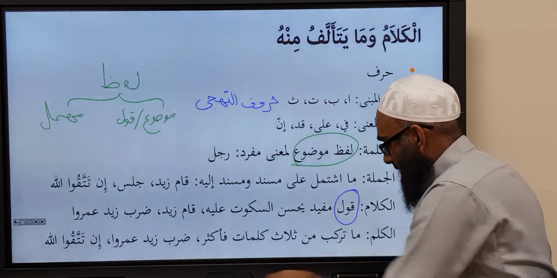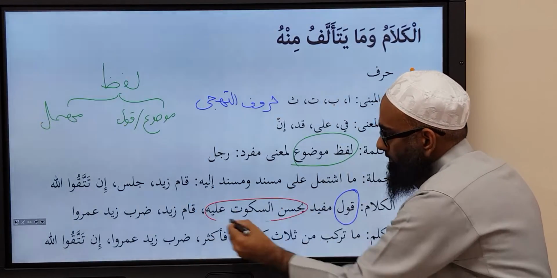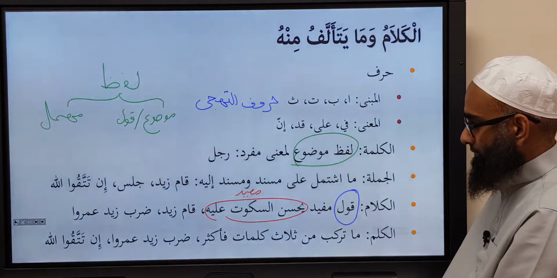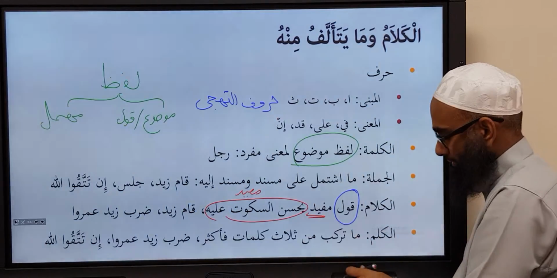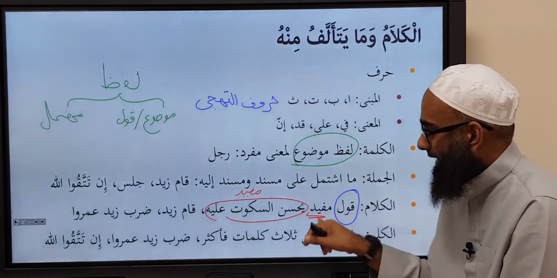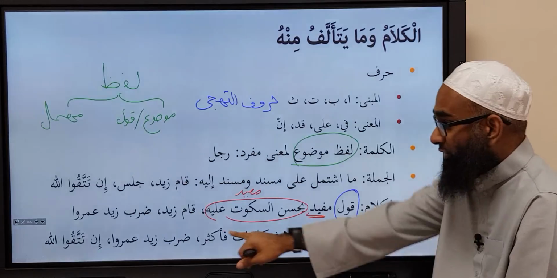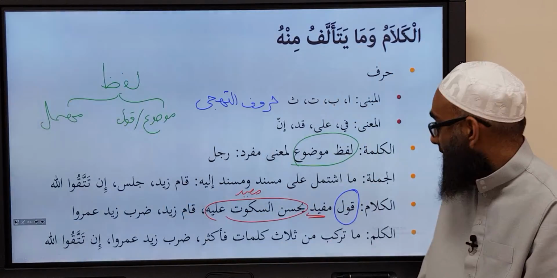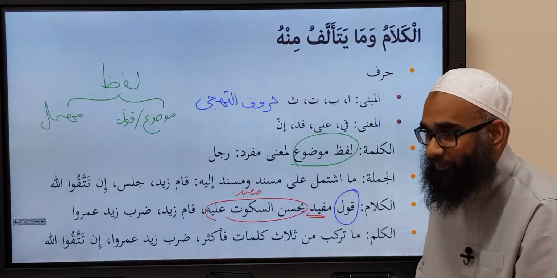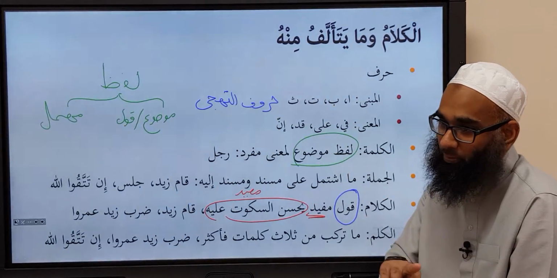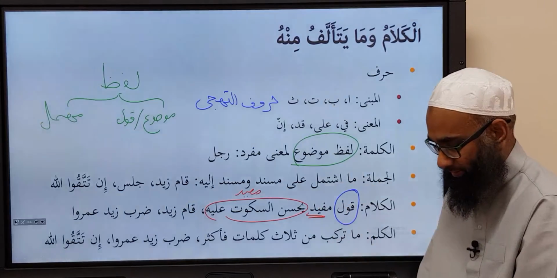Yahsun sukutu alayh is another way of saying what? Mufid. It's like a definition of this. Do you understand? Correct? So this is like an addition. So qawlun is mufid, no mufid in there. That qama zaydun is that kalima. So qama zaydun is that kalam. Is it kalim? No. It's mufid, but it doesn't have 3 letters.